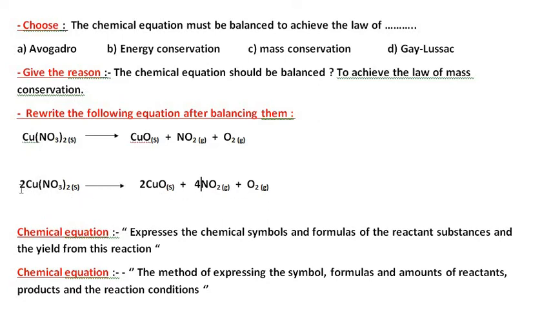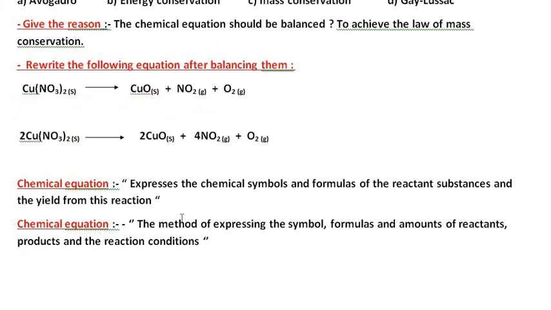You can count the number of copper atoms that enter the chemical reaction: 2 copper atoms. Nitrogen: 2 by 2, 4 nitrogen atoms. Oxygen: 2 by 3 by 2, 12 oxygen atoms, plus 2 oxygen atoms, 4 by 2, 8 and 2. The sum now is 12 oxygen atoms. Now this equation is balanced.